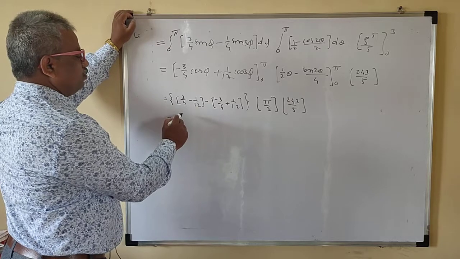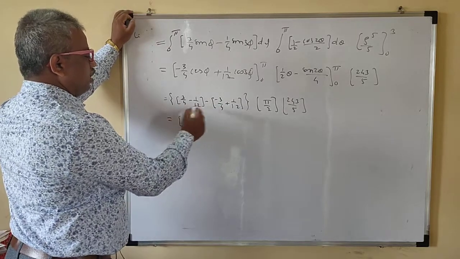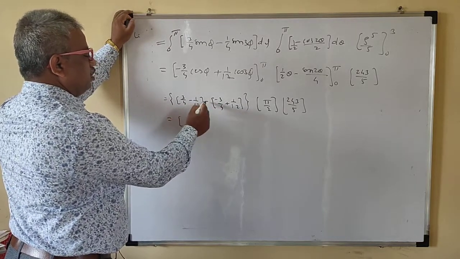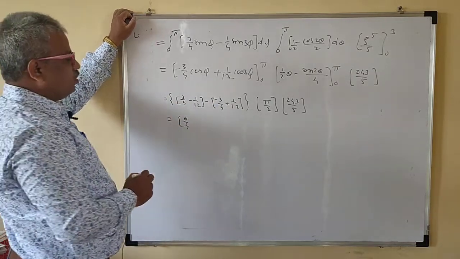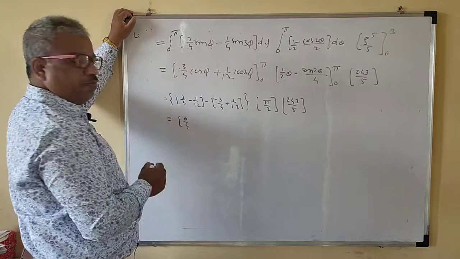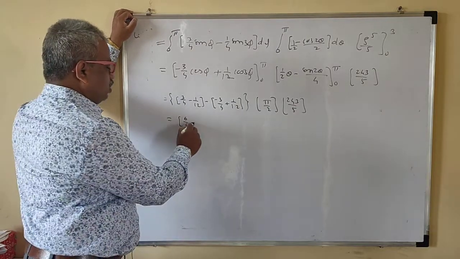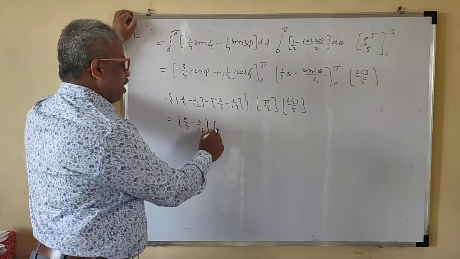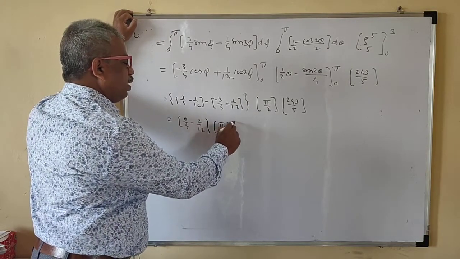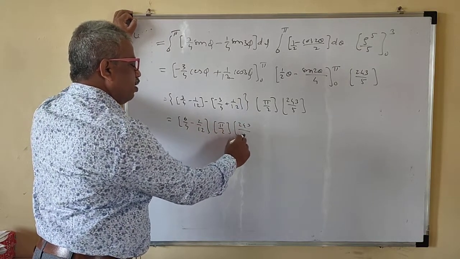Now we'll take the addition. This is 6 by 4. Then 1 by 12 plus 1 by 12 minus 1 by 12, so this is 2 by 12. This is pi by 2, and this is 243 by 5.